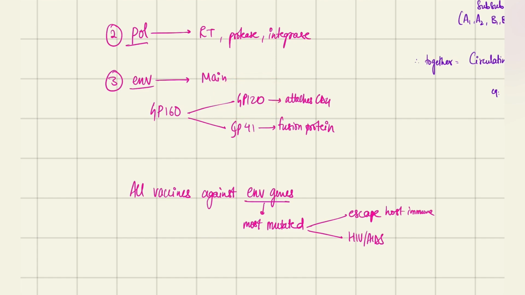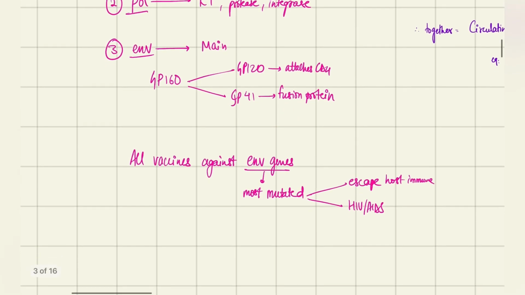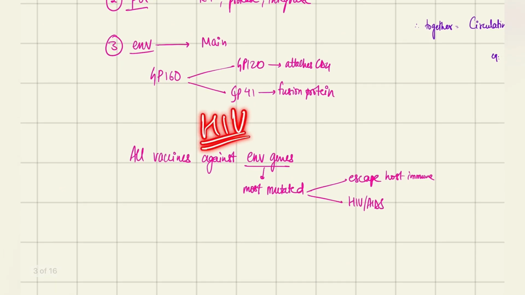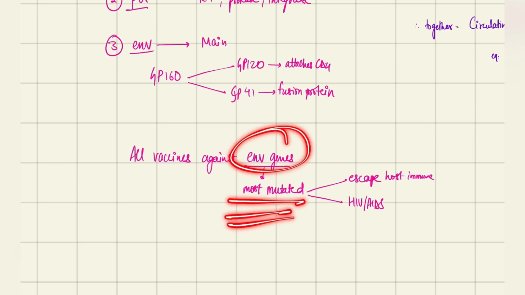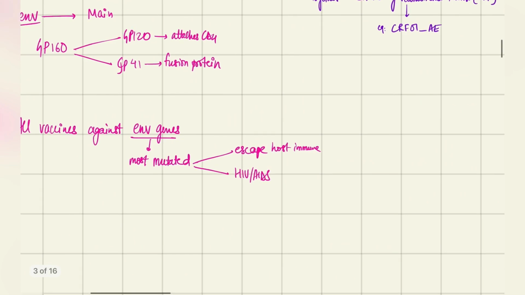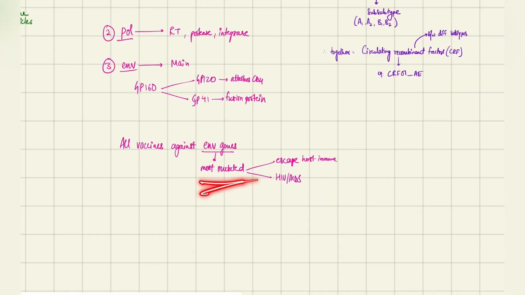GP120 attaches to the CD4 T cells, and GP41 is responsible for the fusion. So the spikes of GP120 attach to the CD4 receptors on the CD4 cell, while GP41 is responsible for the fusion. This will be explained in detail further. Now all vaccines against HIV are formed against the ENV genes. But at the same time, these ENV genes are the most mutated genes. Hence, HIV always tends to escape the host immune system, and so HIV is a very dangerous disease.